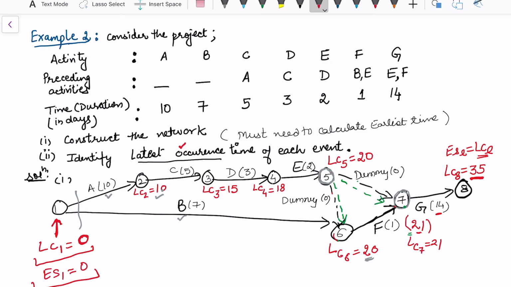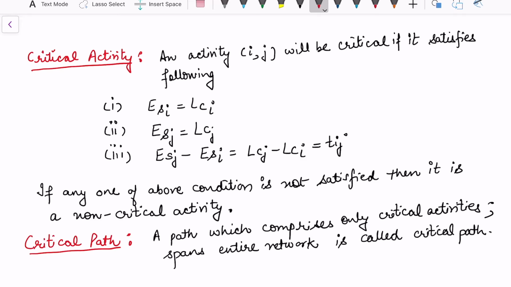And the last node also, they are always the same. In between there is no guarantee because there is a dependency in the project. In between, earliest and latest may vary, but the end and starting will always be the same. Now we want to know what a critical activity is.